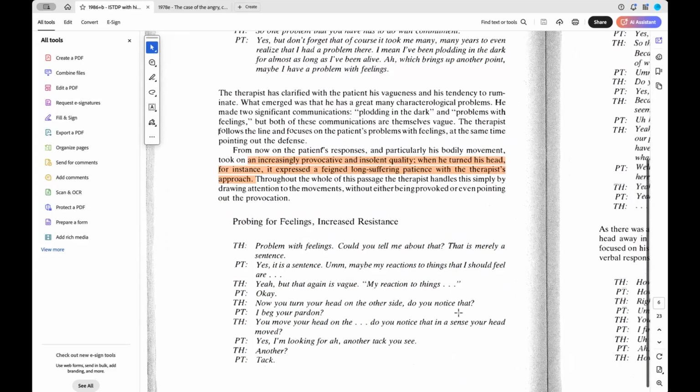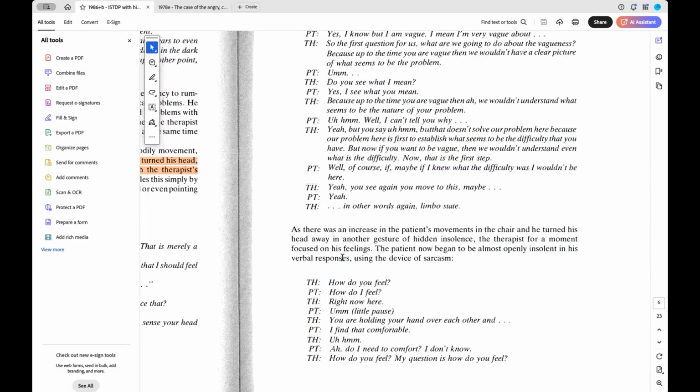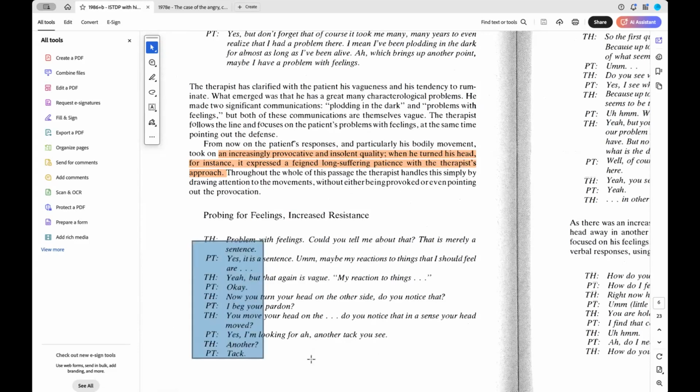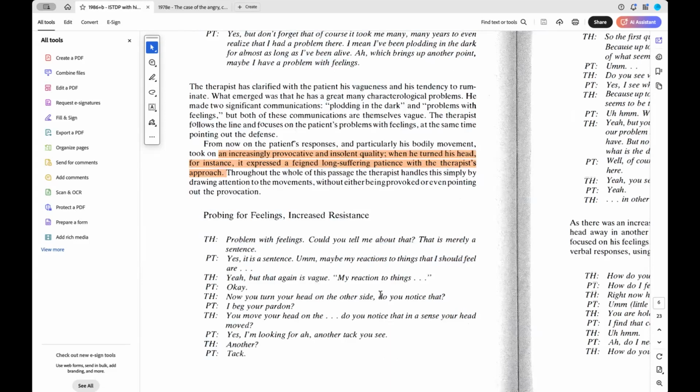So then we have here the bottom of page 116, and then later page 117 here. So as the patient is engaging in provocative behaviors, Davanloo responds by simply drawing attention to the movements without either being provoked or even pointing out the provocation. End of quote. The transcript reveals that Davanloo's interventions consist of brief comments about the patient's behavior, but without elaborating on the function or anything else. He also asks, "Do you notice?" questions. Like here, "Do you notice that?"